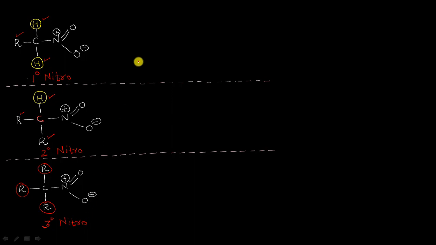Now, if to these nitro compounds we add a strong base such as NaOH, let us see what is going to happen. In this nitro compound, this carbon atom is present at the alpha position to the nitrogen. And this proton and this proton are weakly acidic. The reason being, after the removal of this proton, the negative charge that appears on this carbon atom, let me show you here.